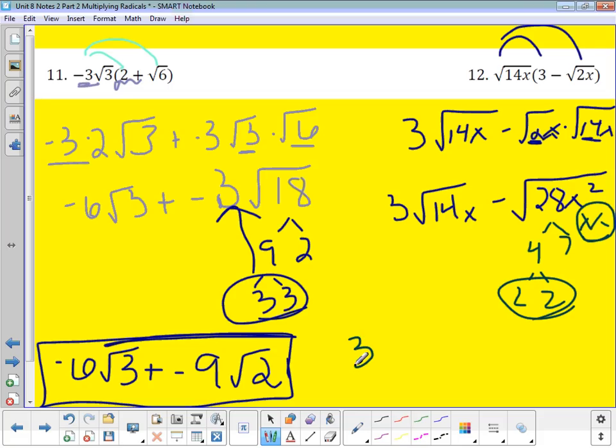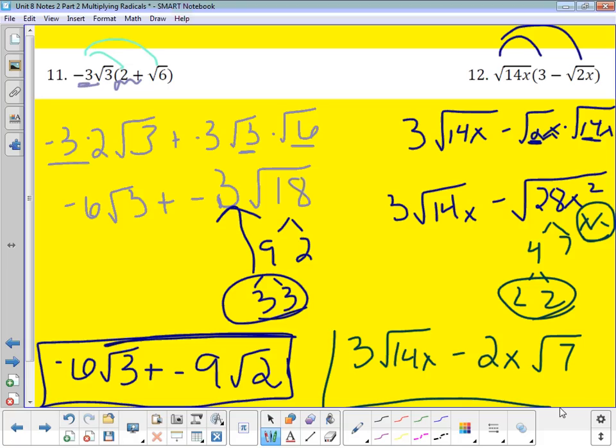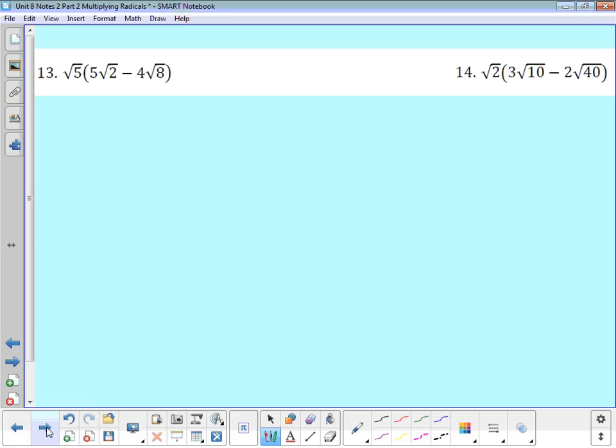So here we're going to get 3 square root of 14x minus 2x, that's going to come on the outside of the radical, and underneath would be the square root of 7. So this right here is your final answer. Okay, I'm going to do one more for you. Eventually, I'm going to have you try number 14 on your own.